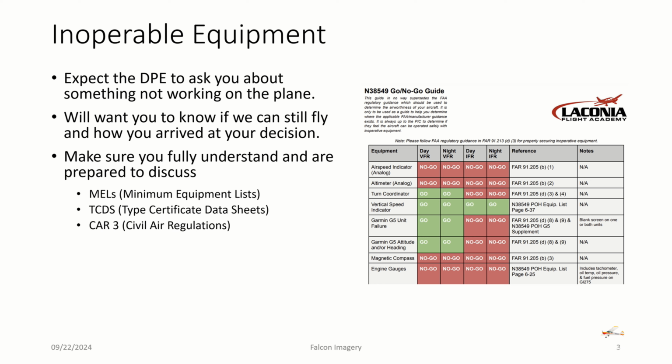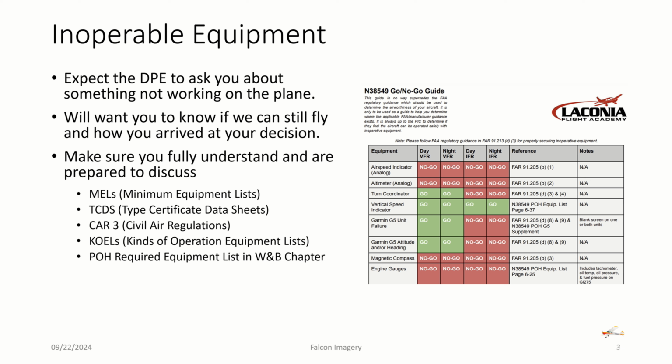The civil air regulations for airplanes. Kinds of operation equipment list. Your aircraft may not have it. Many older planes do not have a kinds of operation equipment list. The pilot operating handbook, required equipment list in the weight and balance chapter. There's usually a whole section in there that will indicate what is needed in the aircraft for equipment. And then, of course, 91.205, ATOMATOFLAMES and FLAPS and/or a grab card.